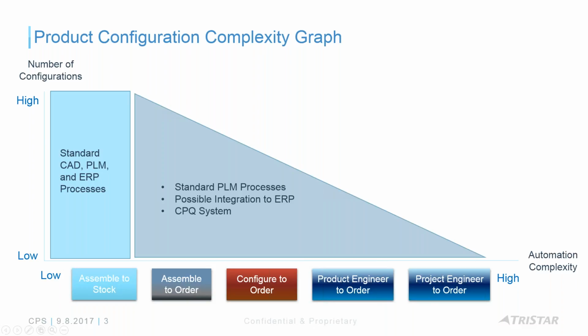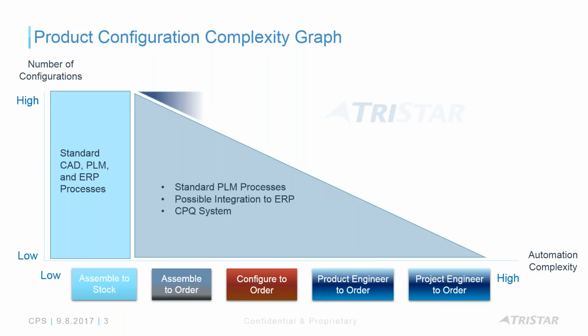And as you see here, I don't know if you can see my mouse, as we move over from assemble to stock to assemble to order, getting into configure to order, and then engineer to order, what you find is generally it's harder to automate these processes. It's not as simple as pulling parts off of the shelf and assembling them and putting them in a box and sending them out the door. Building various configurations, sometimes engineering on the fly, these things generally take quite a bit of time. And so what we have found is the ability to automate those has become increasingly more difficult for organizations.